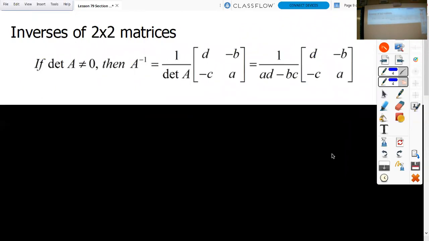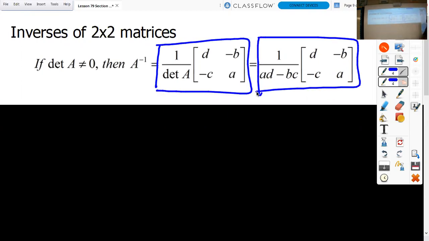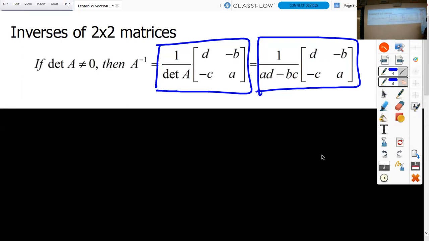So last thing, inverses of 2 by 2 matrices. You're going to see two options. I'm okay if you just want to pick one to write down because they really say the same thing. You can only find an inverse if the determinant is not 0. And then to find the inverse, you do 1 over the determinant, and then you switch your first diagonal and you change signs on the second. So you pick which of those you like.